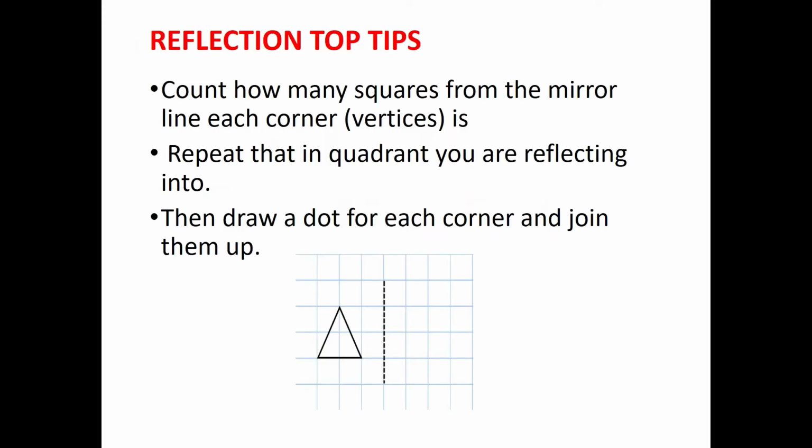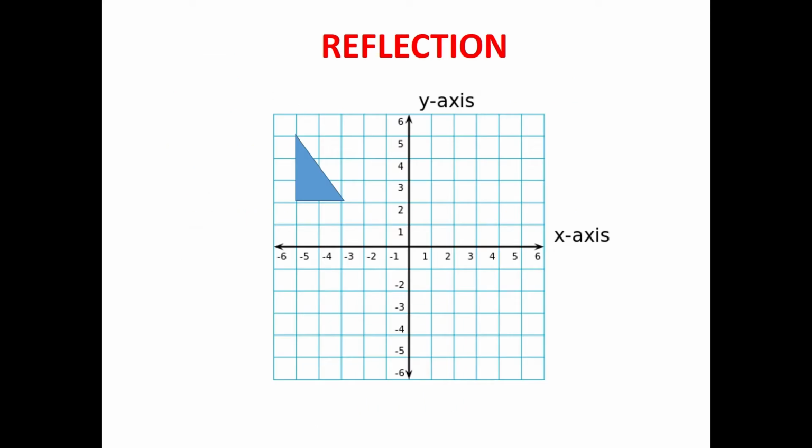My top tips for reflecting is to count how many squares from the mirror line each corner is from the shape that you need to reflect, and then repeat that on the other side of the mirror line. Once you've done that, you can draw a dot for each corner and join them up. Let's look at that in a little bit more detail.